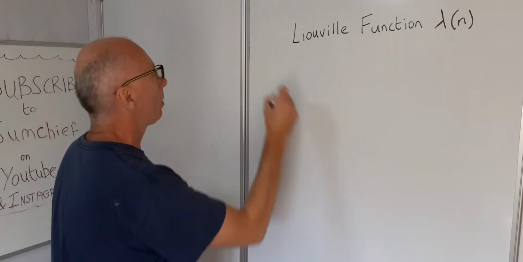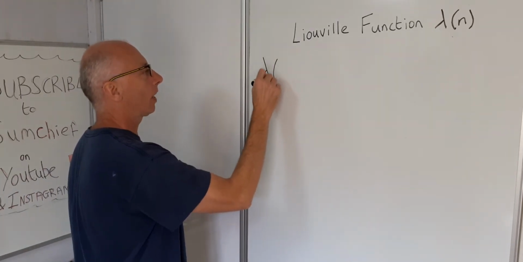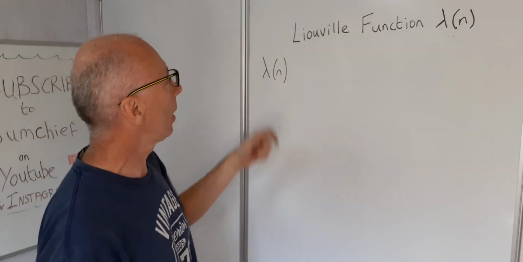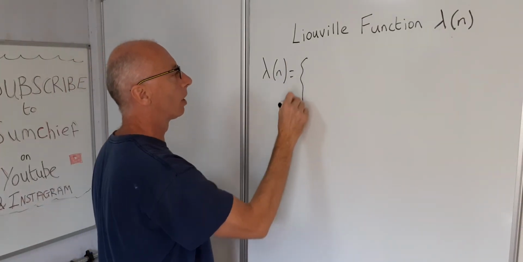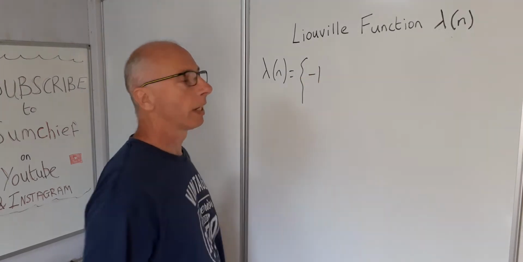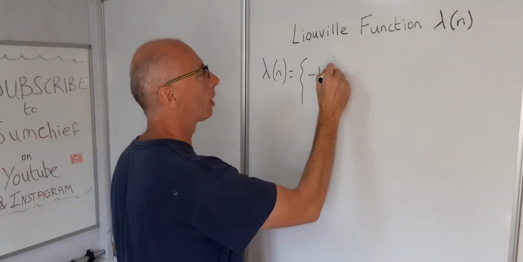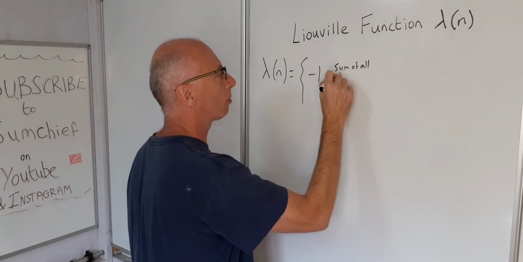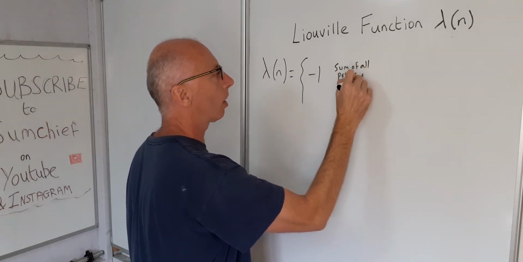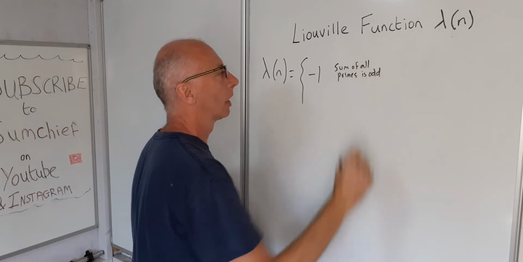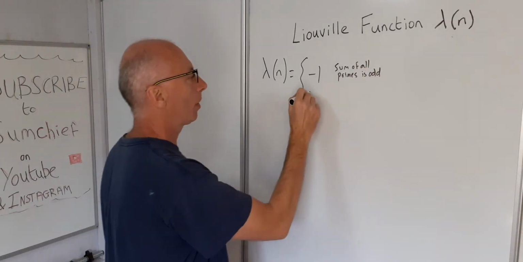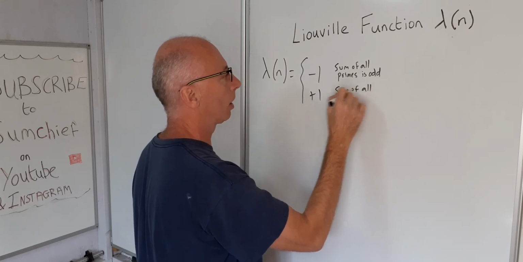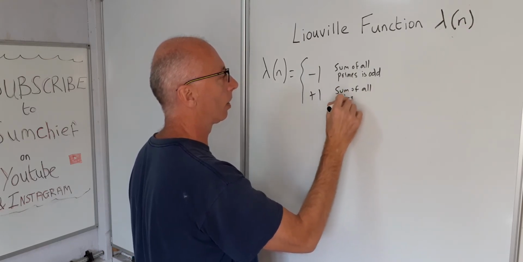So the value of lambda of n, the Liouville function, equals minus 1 if the sum of all the primes, so the number of prime factors, is odd, and it takes the value of plus 1 if the number of prime factors is even.